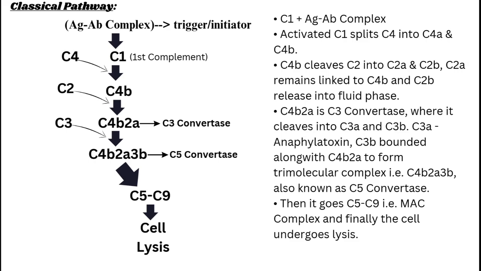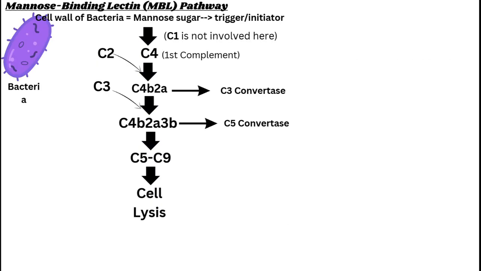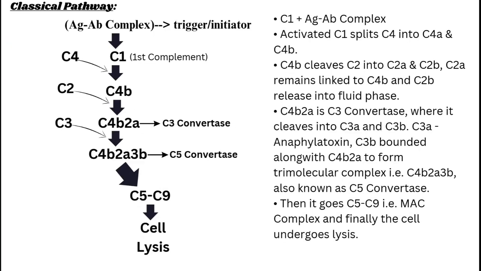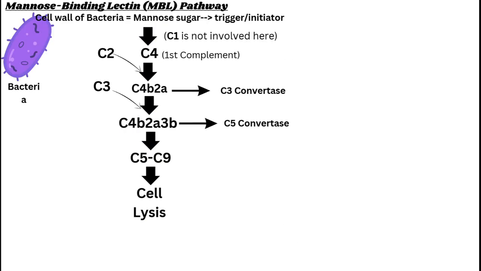Okay. Next we'll go to the second pathway. This is the mannose binding lectin or MBL pathway. Here the trigger or the initiator will be the cell wall of bacteria, that is the mannose sugar. After that, what will happen? The mannose sugar will combine with C4. Remember one thing: C1, the first complement of the classical pathway, will not be involved in the mannose binding lectin pathway. So the mannose sugar will bind with C4, which will be the first complement.